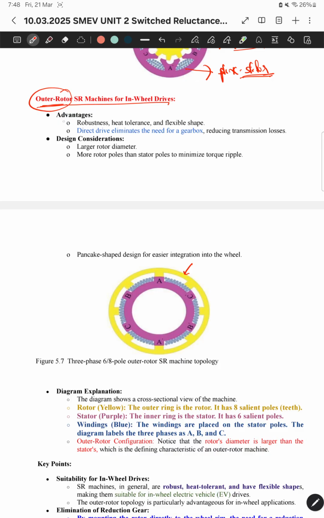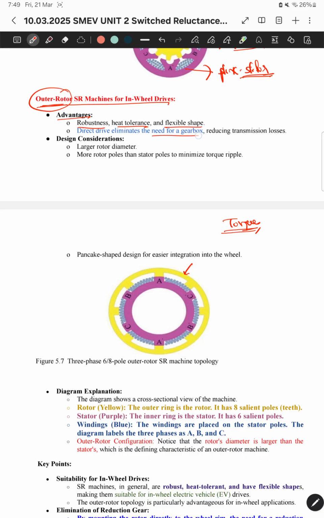So what are the advantages with this condition? Ultimately torque is going to be generated. With this kind, the advantages will be robustness. It is similar to the induction motor, which is very robust, and it can be operated anywhere and in different conditions also. And heat tolerance: it is able to withstand higher values of heat, and it is flexible in shape.